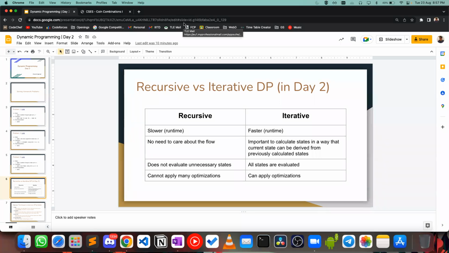Okay, I see one answer which says iterative. Any other answers? Iterative. Okay, great. So somebody has written iterative if I can.